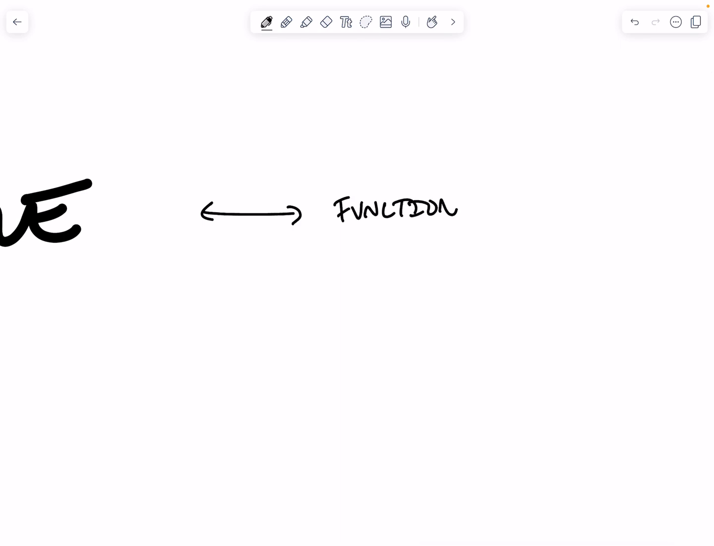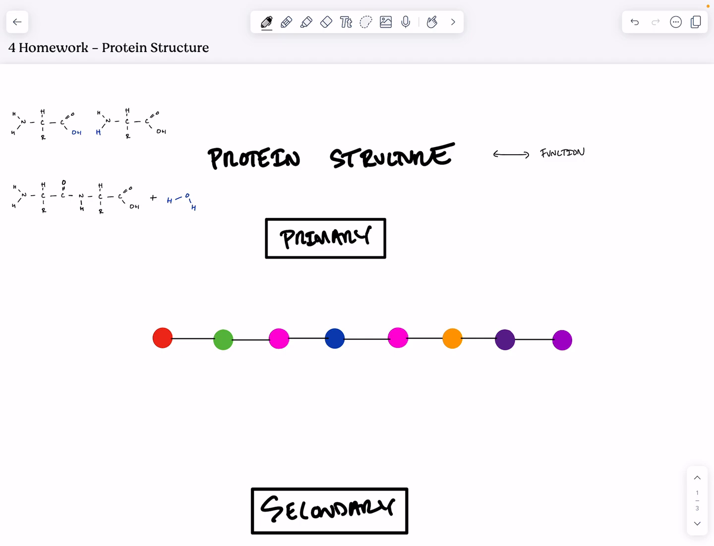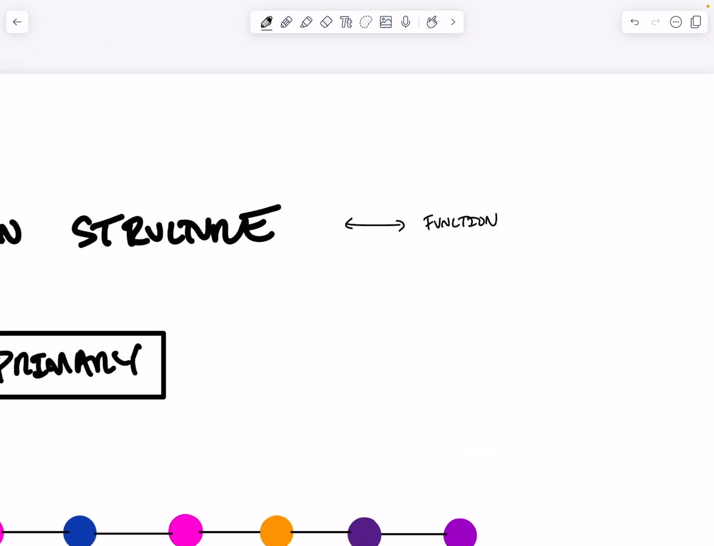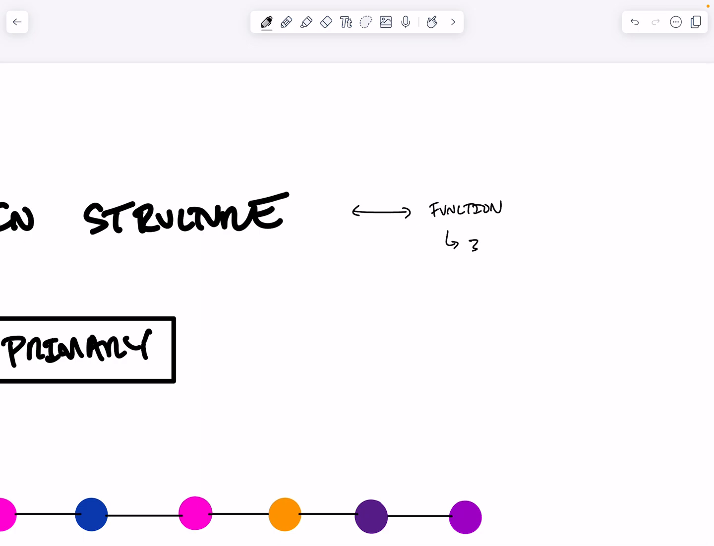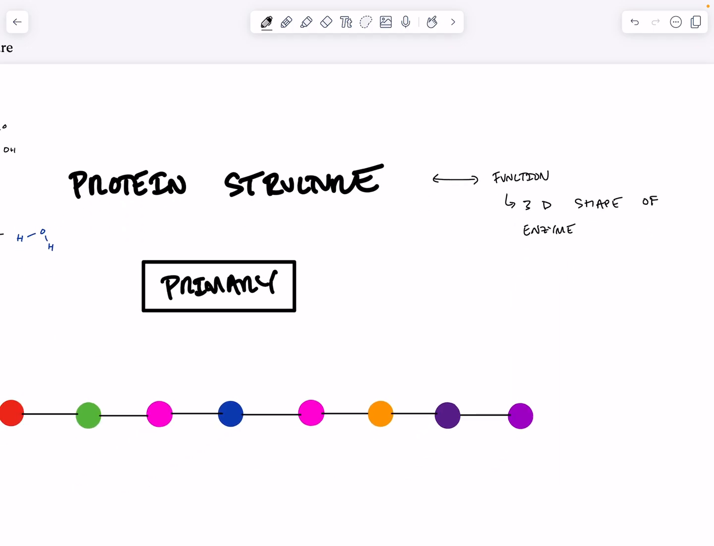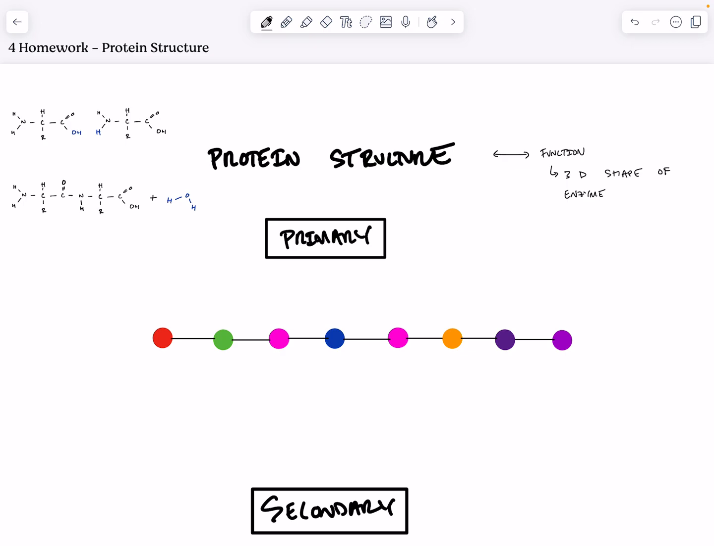Today's screencast is about protein structure and the relationship between the structure of the protein and the function of the protein. So as you know from last night's screencast, the 3D shape of an enzyme determines whether or not the enzyme functions. And today's screencast is going to be about the 4 different levels of shape that every enzyme takes on. Or I guess every enzyme takes on 3 and some take on 4.